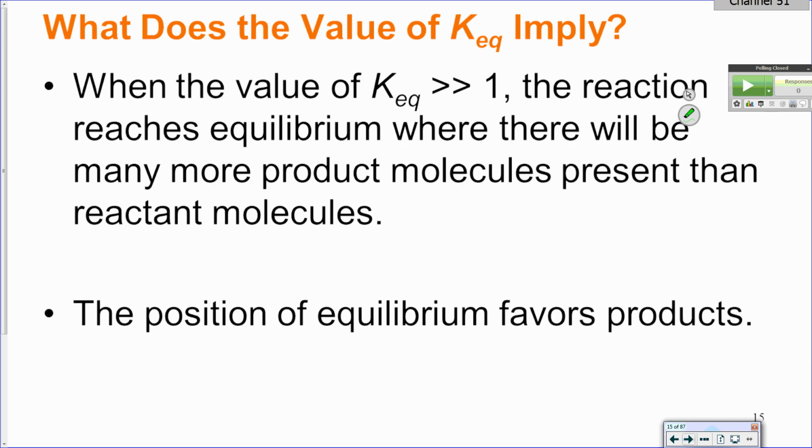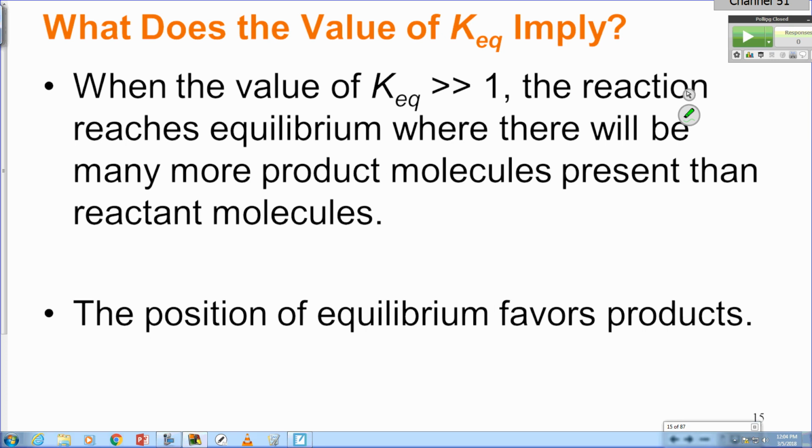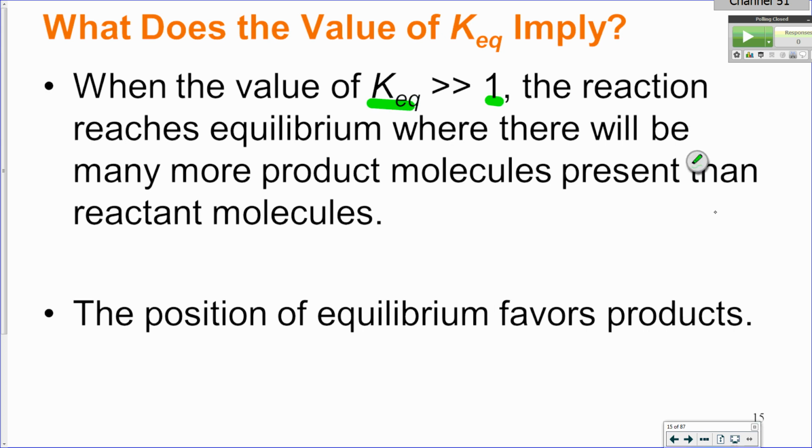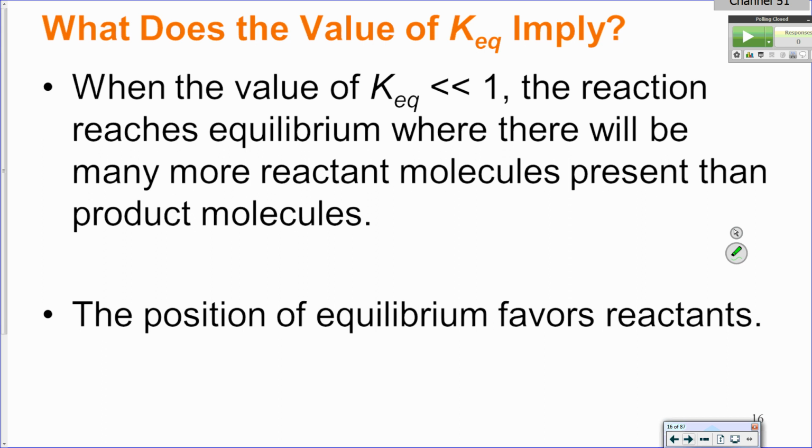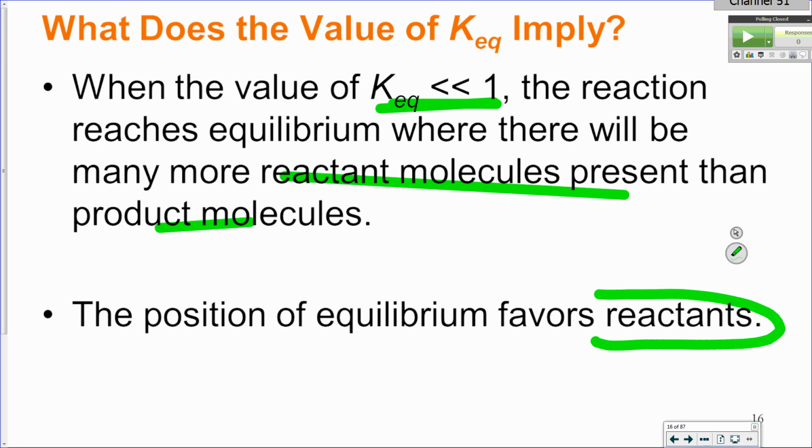Okay, so what does this value of K tell us, or what does it imply? If K is much, much greater than 1, that means the reaction is favored towards the products, more so than the reactants. So products are going to be the most predominant thing in that system when it's at equilibrium. Now, the opposite of this is going to be true. When K is much, much less than 1, that means the system's going to reach equilibrium when there are more reactant molecules present than products. So this system's going to favor the reactants.